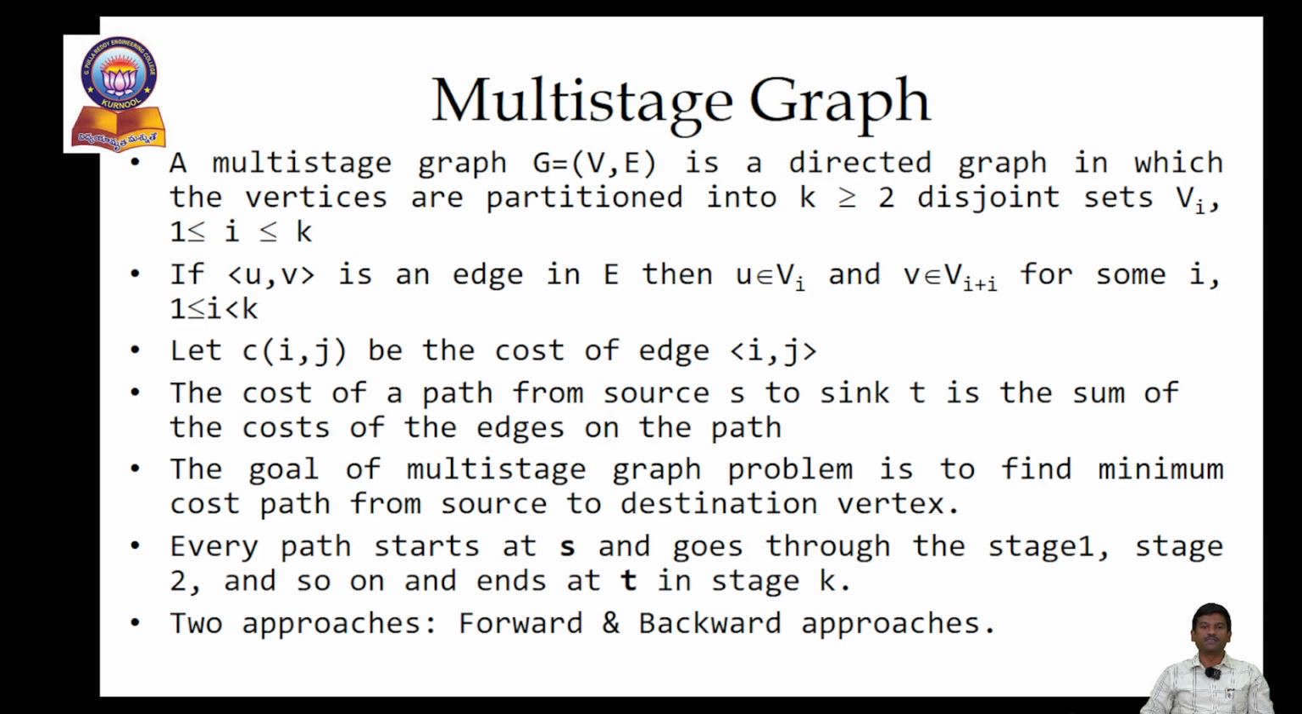And c(i, j) is the cost of the edge that is connected from i to j. The cost of a path from the source S to the sink T is the sum of the costs of the edges along the path. The objective of this multi-stage graph problem, that is the goal, is to find the minimum cost path from the source to the destination vertex. Every path starts from the source vertex and has to go through the various stages, and each stage may contain several vertices, out of which you will select the optimal solution, that is, the minimum cost.